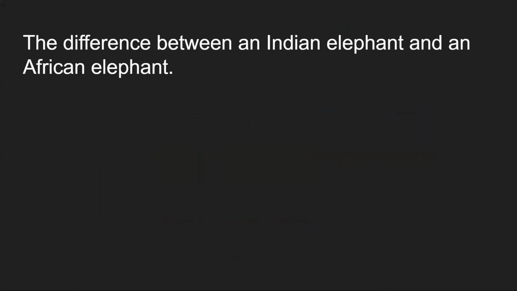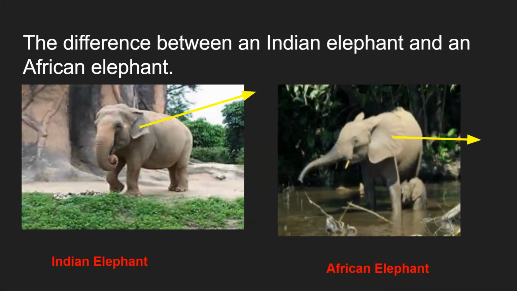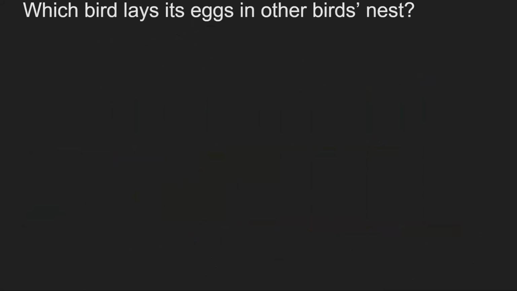Now come to the next question. The next question is the difference between an Indian elephant and an African elephant. Students, I'll show you the image of both the elephants. This is the Indian elephant and this is the African elephant. There is one main difference between these two, that is the ears of these elephants. African elephants have very big ears as compared to the Indian elephant. Their ears look like big fans. I have shown with the help of the arrow. You can see the difference between the ears of the Indian elephant and the African elephant.